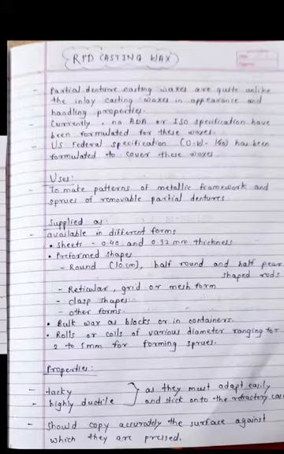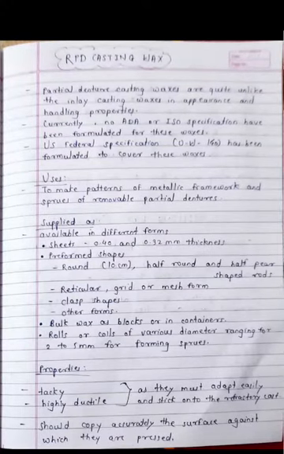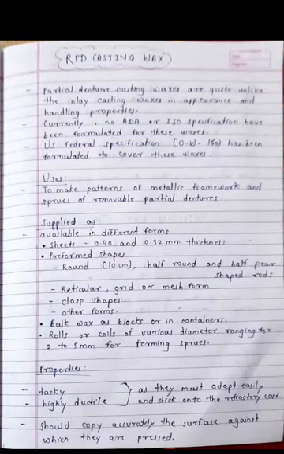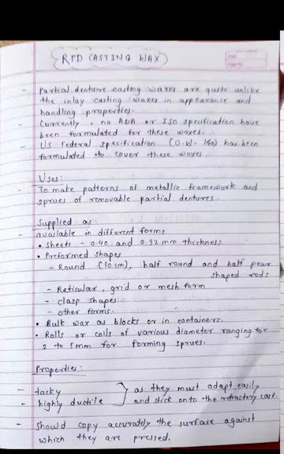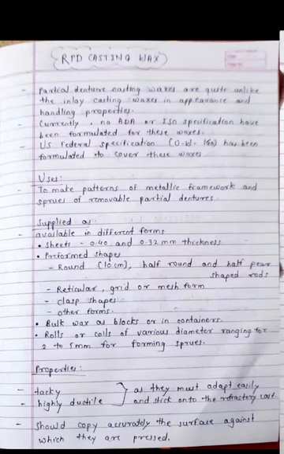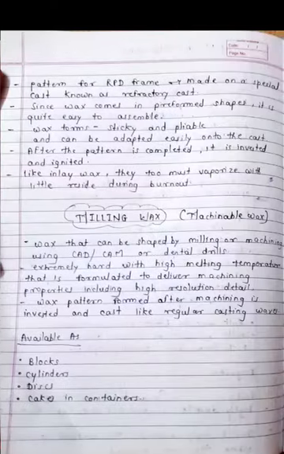Now the properties. They are tacky. They are highly ductile, as they must adapt easily and stick onto the refractory cast. They are tacky and highly ductile, and should copy accurately the surface against which they are pressed. To copy the surface detail easily and accurately is a very important property, and this is an ideal requirement of the wax.